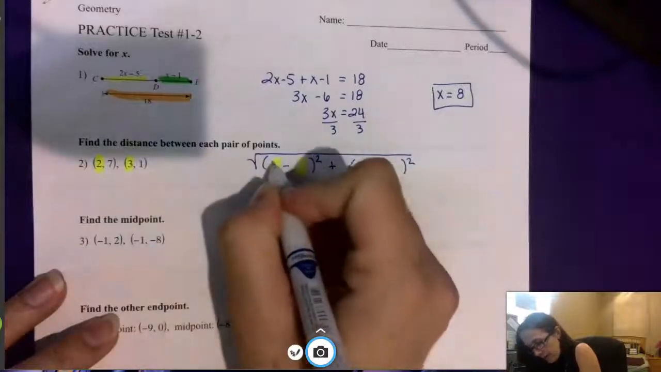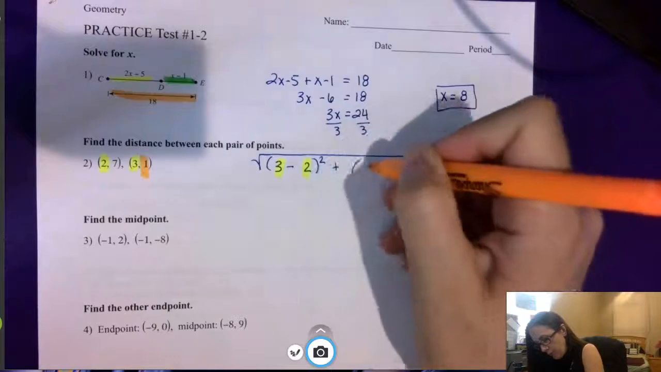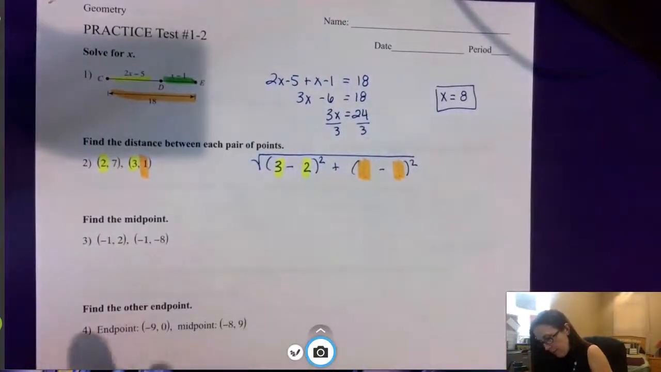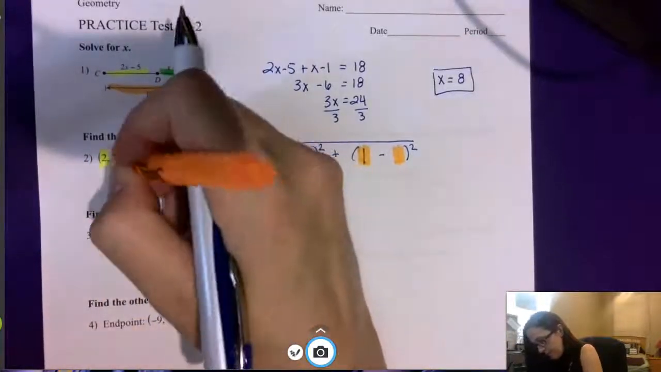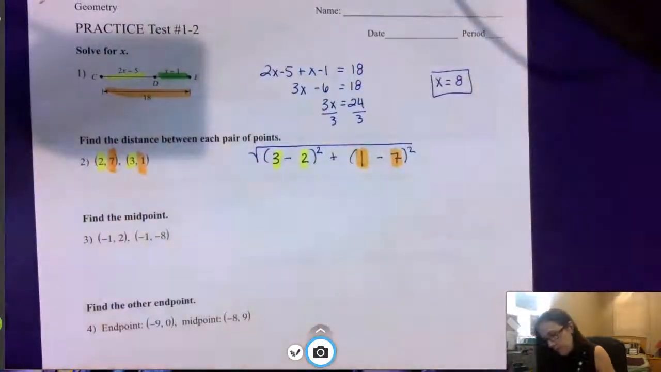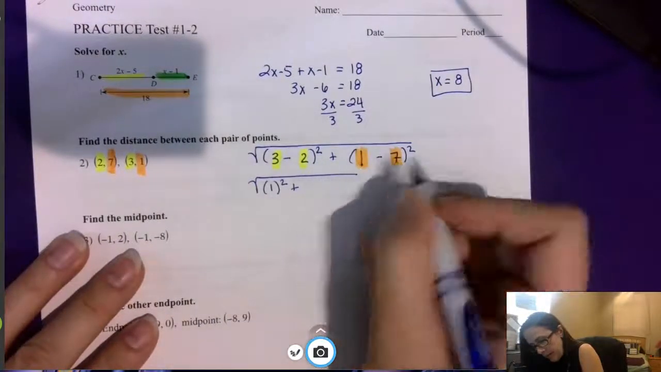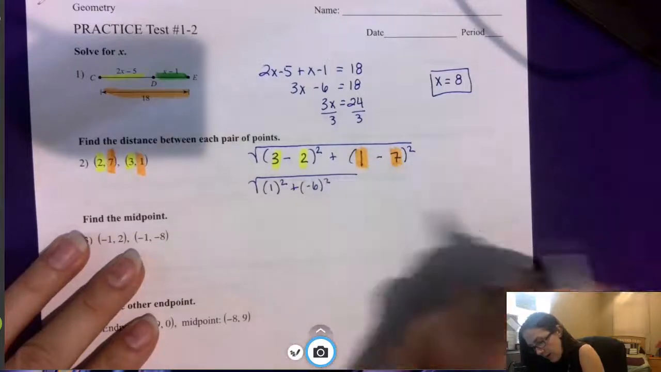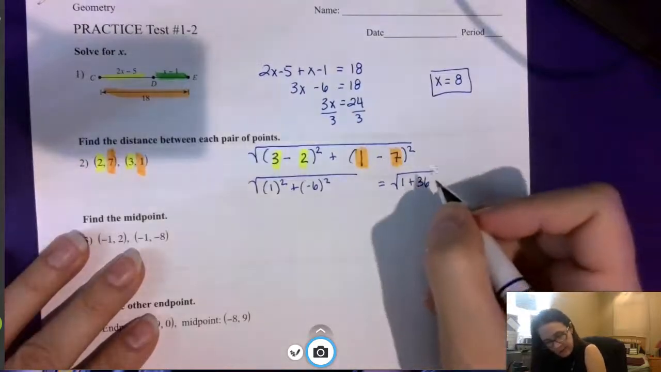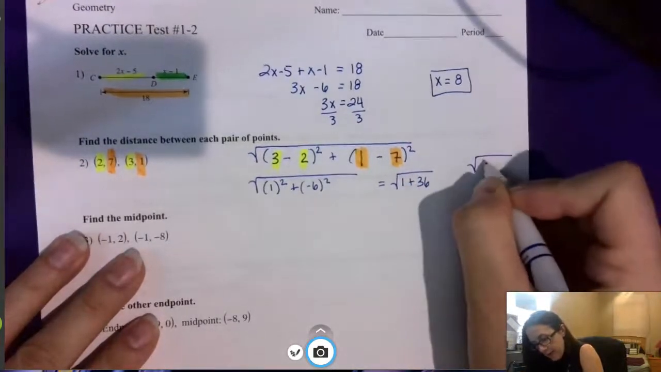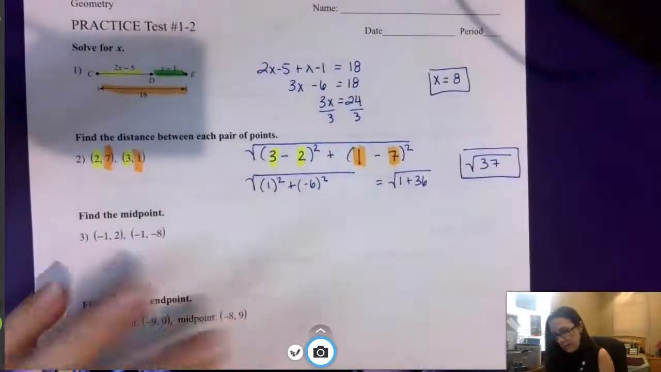So I'm going to start with the 3 minus 2. And because I started with the 3, I'm going to want to start with the 1 over here. I'm going to do 1 minus the other 1, which is a 7. So I get 3 minus 2 is 1 squared. 1 minus 7 is negative 6 squared. 1 squared is 1, 6 squared is 36. Add those together and I get 37. 37 does not have any factors. It's a prime number, so this is your final answer. Your box again, you will be done.